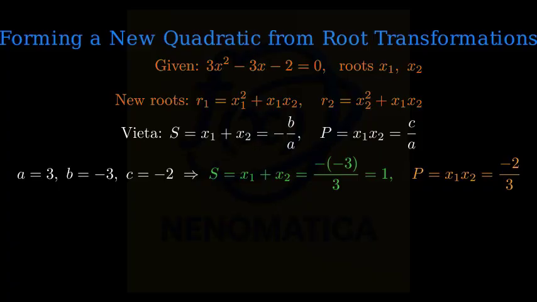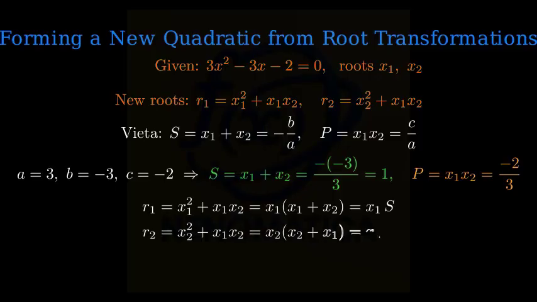Step 2 is to express the new roots using the sum s and the product p. We have R₁ = x₁² + x₁x₂, which factors as x₁ times the sum x₁ + x₂, that is x₁ times s. Similarly, R₂ equals x₂ times s. Since s equals 1, R₁ equals x₁, and R₂ equals x₂. So the transformation maps each root back to itself.